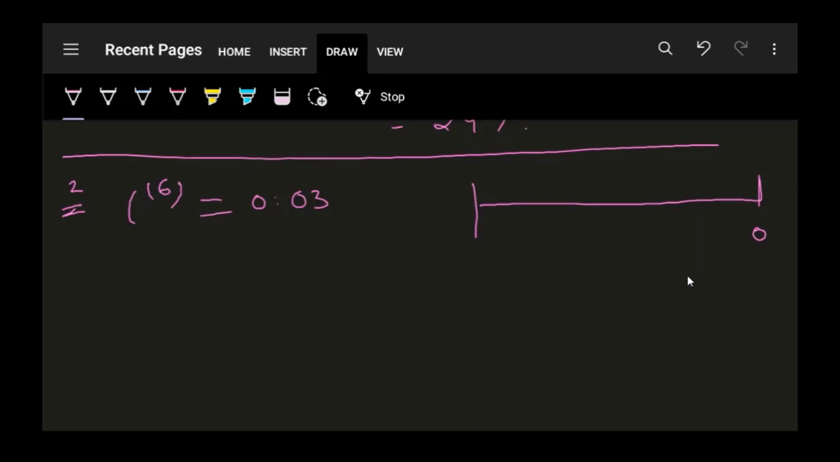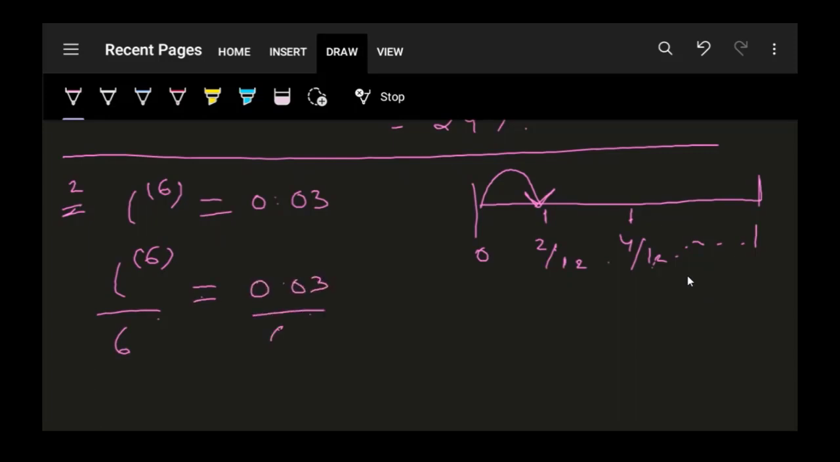Suppose this is the end of the second month, this is the end of the fourth month, and so on, and we want to calculate the effective rate in this period of 2 months. So this will directly be I6 upon 6, equal to 0.03 upon 6, which will be 0.005 or 0.5% per 2 months.